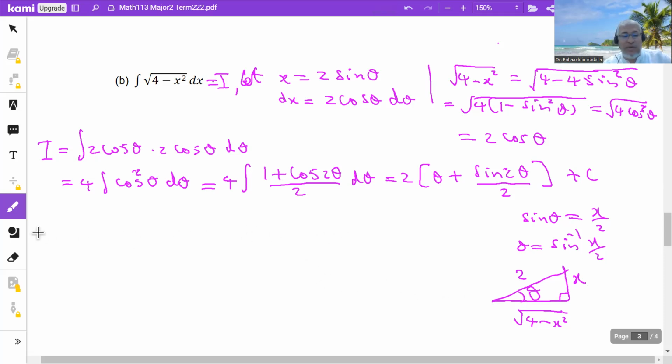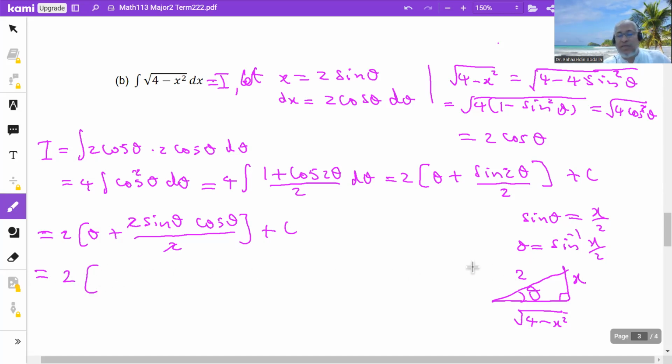So the final answer would be 2 theta plus. But now sine 2 theta, I do not have 2 theta here. I have a triangle for theta, not 2 theta. So I have to change sine 2 theta. We know a formula. Sine 2 theta is what? 2 sine theta cosine theta over 2. And then you can cancel this 2 with this 2, and you can write the final answer.